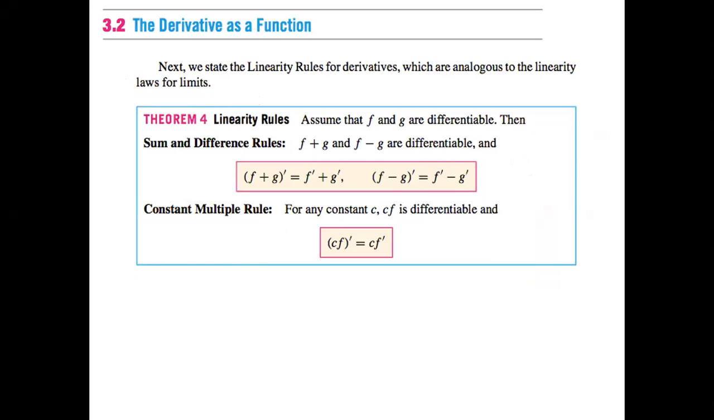So these are the rules, true, but it's not the rules that are important, it's how you use them. And their proofs come from the limit laws. So you write out the left-hand side, f plus g prime. The limit as h goes to 0 of f of x plus h plus g of x plus h over h. You separate that out into two limits, and you see that's equal to f prime plus g prime.